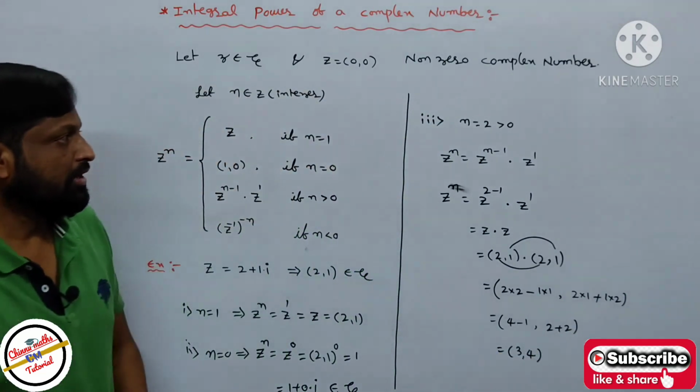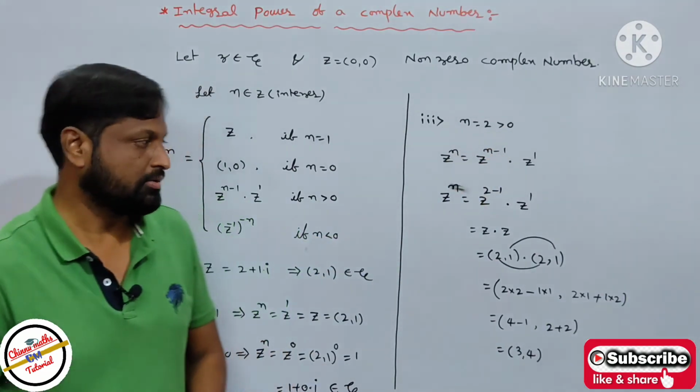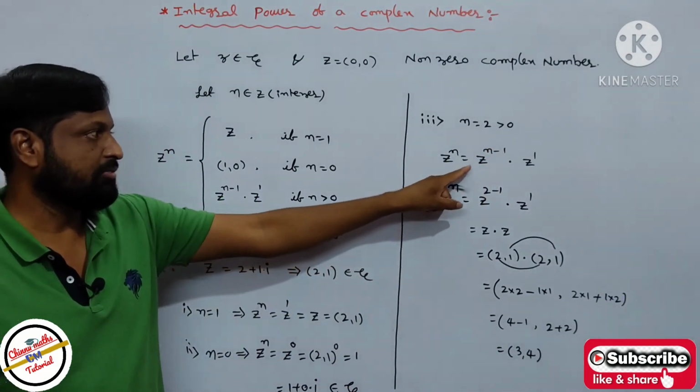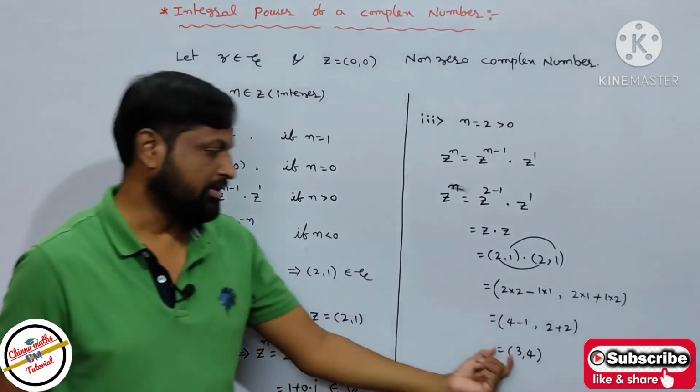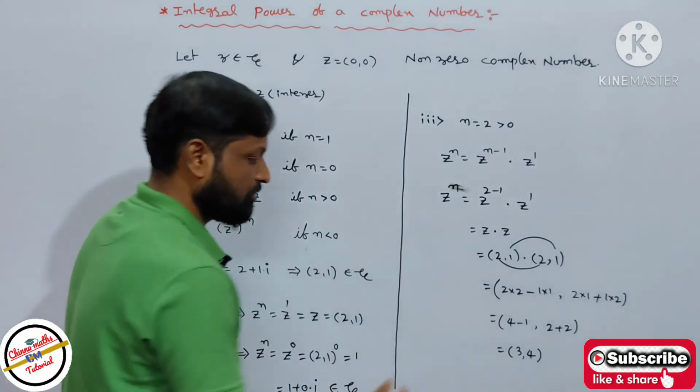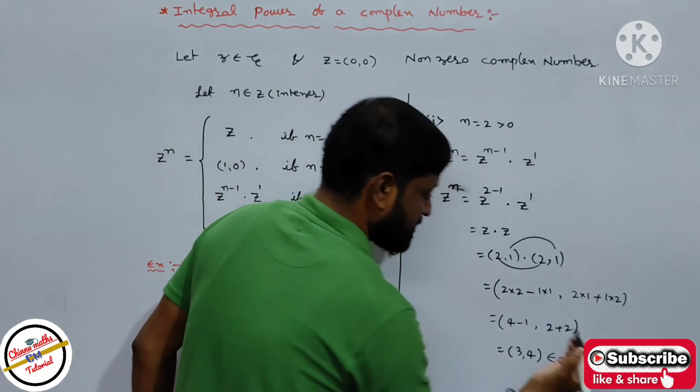So if n equals 2, which is greater than 0, then z power of n is defined as z power of n minus 1 into z power of 1. Then you can substitute n equal to 2 and you will get the complex number 3 comma 4. This belongs to the complex numbers.